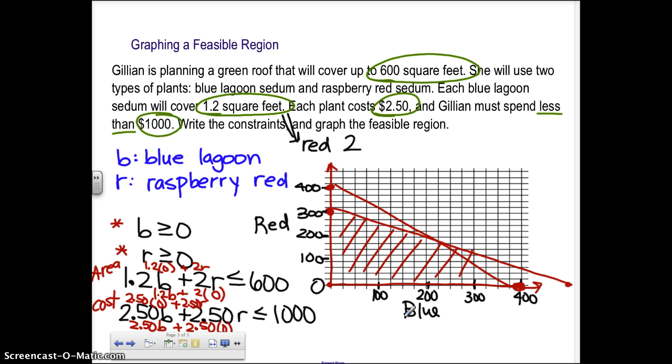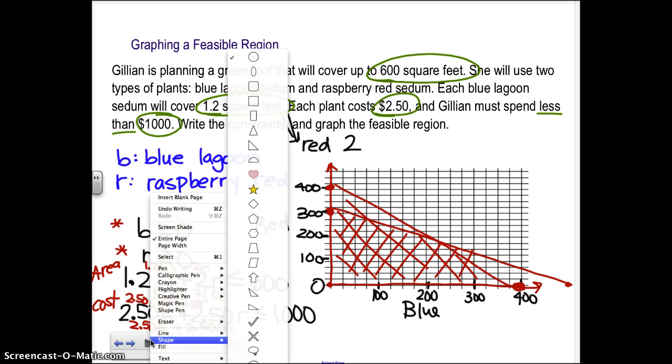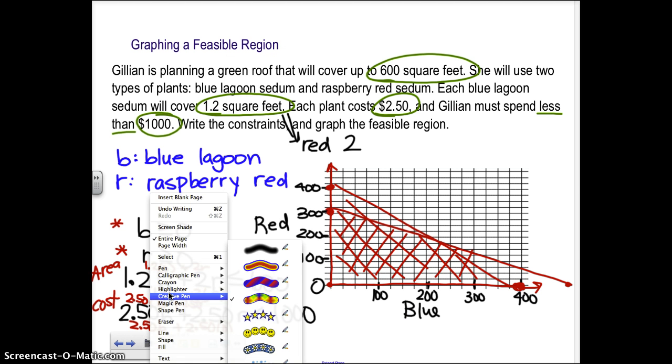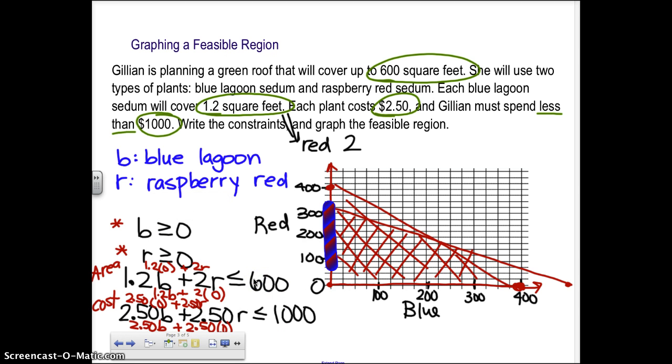But we have to have the overlap, because this line follows this kind of pattern. The overlap is like this.